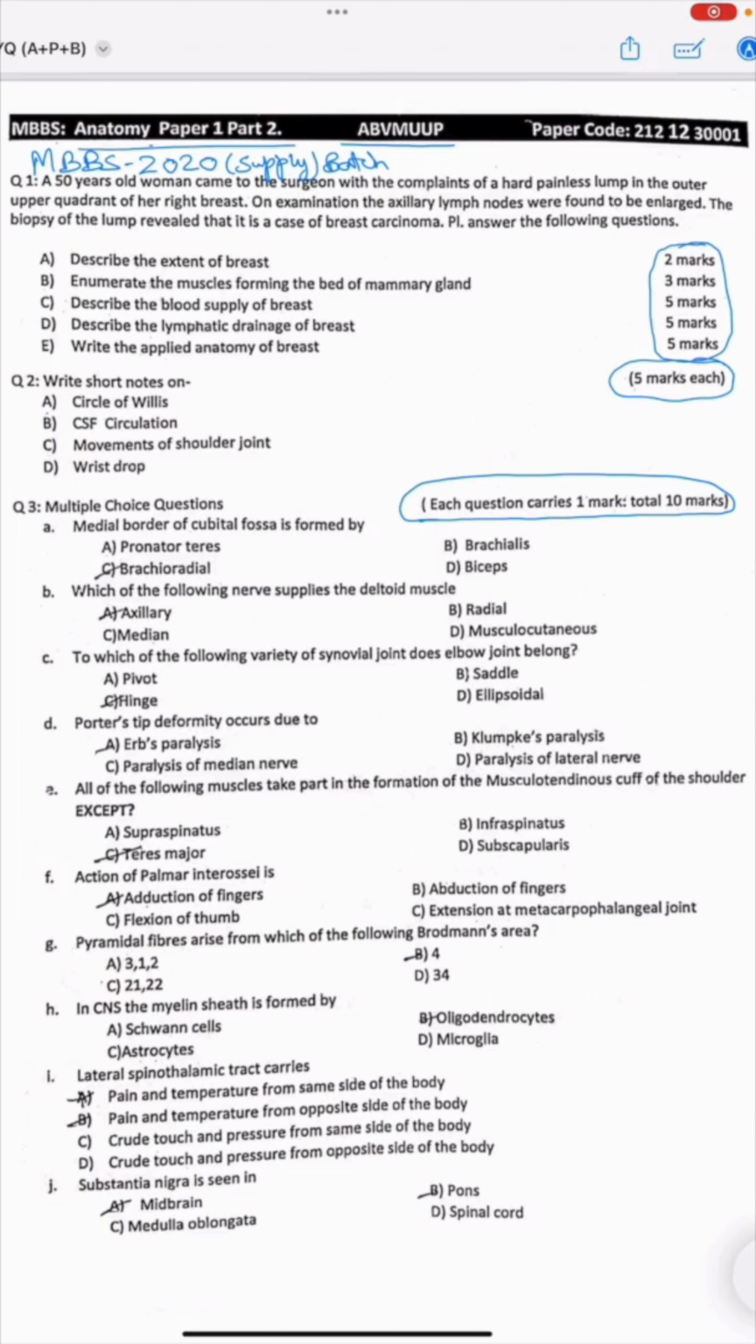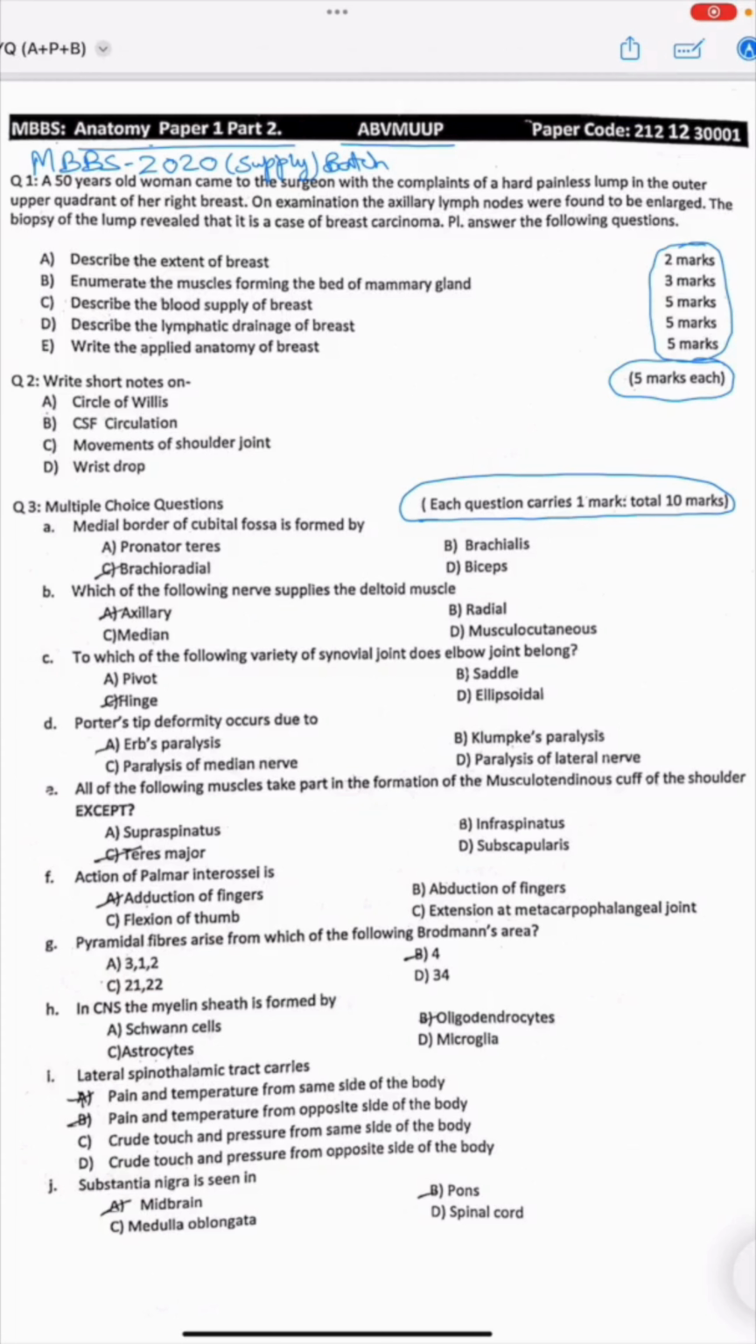The first question you can see here is question number 1. A 50-year-old woman came to the surgeon with the complaints of hard, painless lump in the outer upper quadrant of her right breast. On examination, the axillary lymph nodes were found to be enlarged. The biopsy of the lump revealed that it is a case of breast carcinoma. Please answer the following questions.